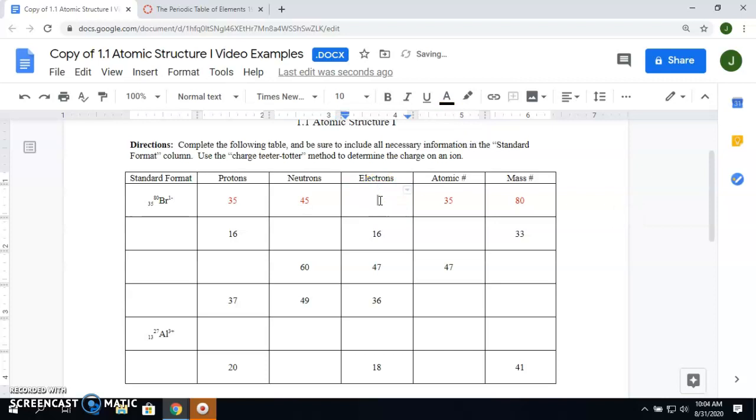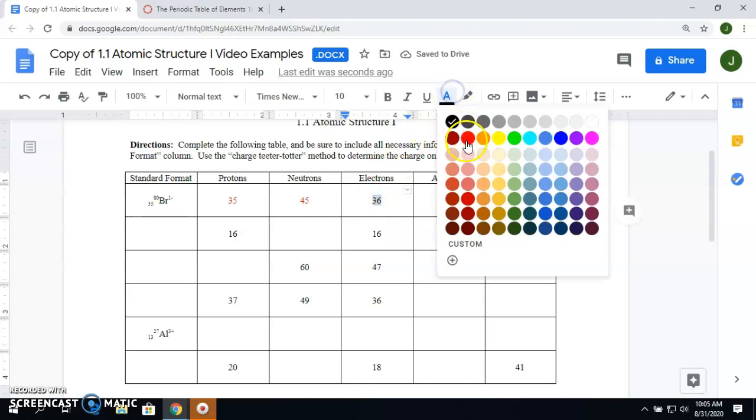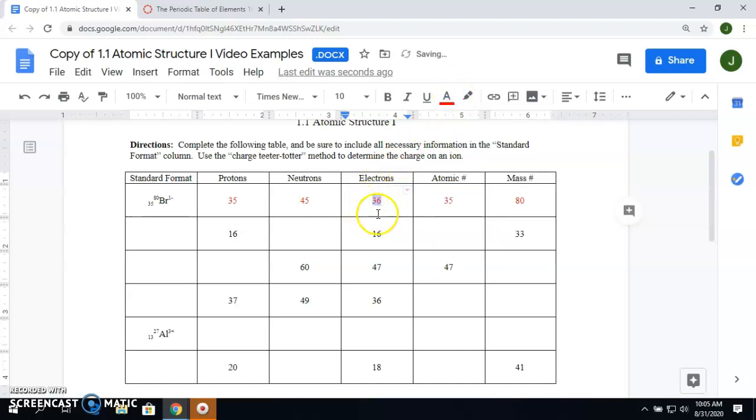And then for electrons, remember this is where we have to stop and go slow. We've got a charged ion right here and it has a negative charge. If this was neutral bromine, it would have 35 protons and 35 electrons. But it's not neutral bromine. It has a -1 charge, which means it must have gained one extra negatively charged electron, which means it's going to have 36 electrons. So see how it's got an extra negatively charged electron, giving it a -1 charge. Okay, so there's our first row that we're going to work on together.